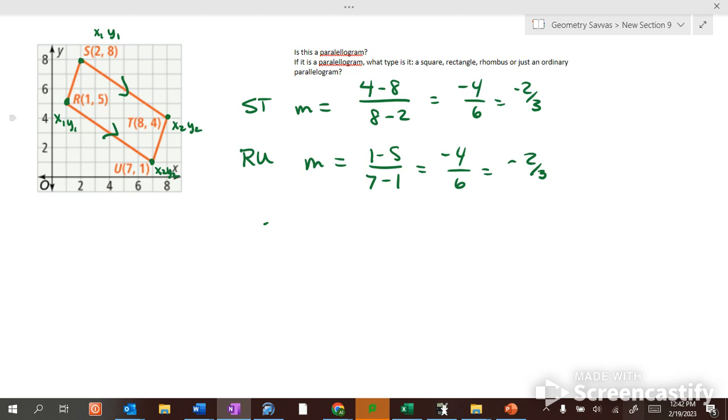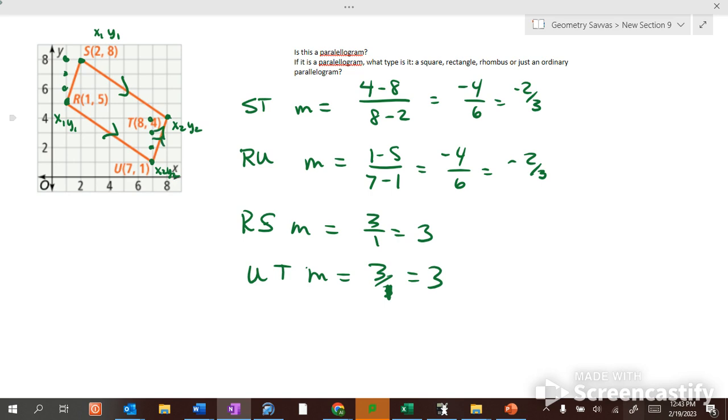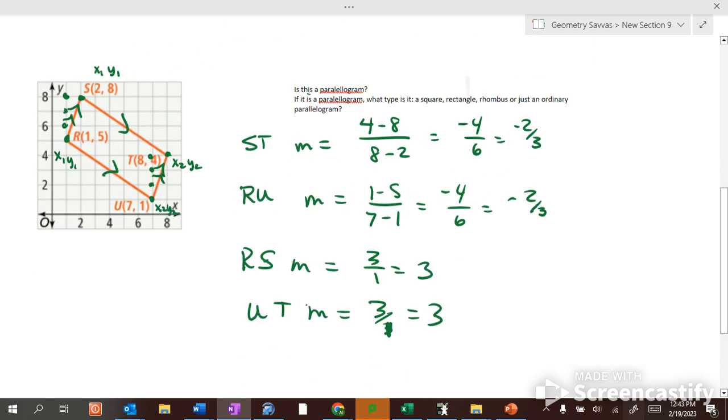Okay, from R to S, we rise by 1, 2, 3. We run to the right 1. So it's 3 over 1, which is 3. From U to T, we rise 1, 2, 3, run to the right 1. 3 over 1, which is 3. So these two are the same. So we have two sets of parallel lines that are opposite sides. So yes, this is a parallelogram.